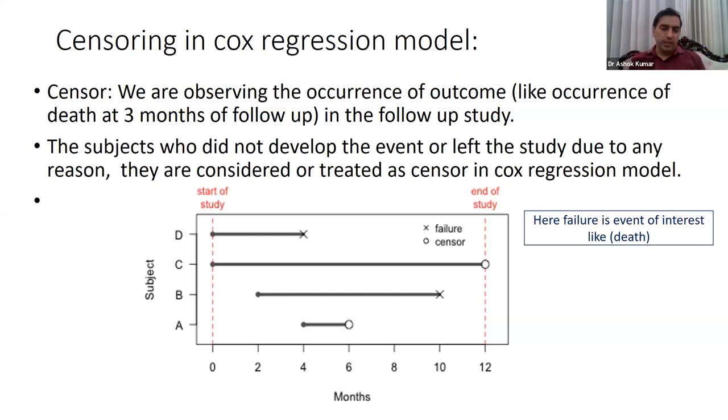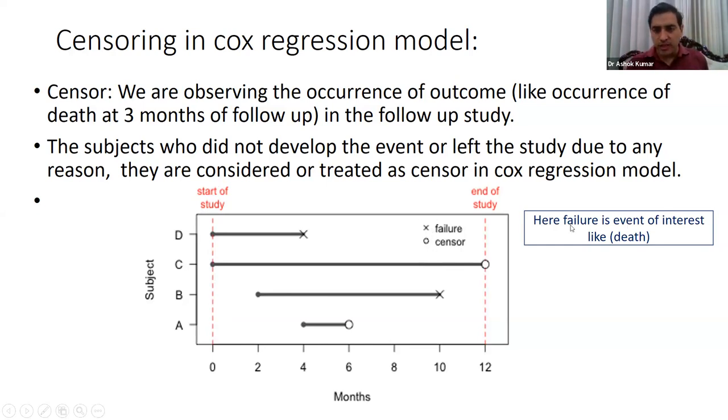Okay, so you can see in this graph, this is subject A, B, C, D, and this is months of follow-up. This is the start of study, we have started the study from here. Then what we see is that a cross is failure and zero is censor.